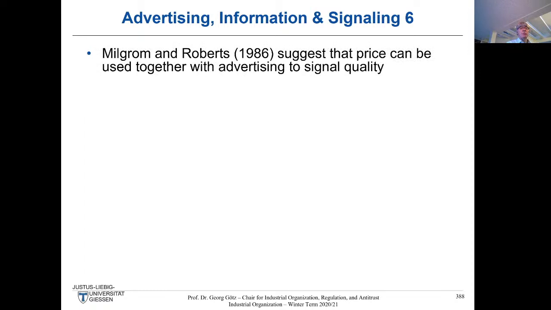There has been a large literature on that. Paul Milgrom, who received, I think, the Nobel Prize last year for his other work, in particular on auction theory, together with, I think it's John Roberts, suggests that price together with advertising can signal quality. So here you somehow get the old idea that a high price can signal a high quality and a low price suggests a low quality. And here what they do is they show under what circumstances a high price alone is not enough to signal a high quality, and therefore they show the circumstances under which you also need to complement this high price with a high advertising spending.